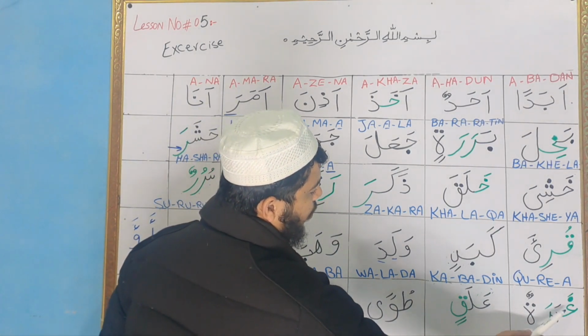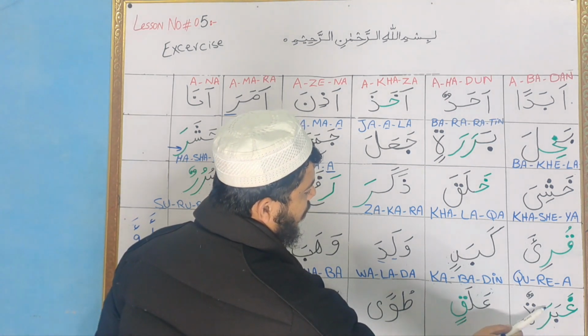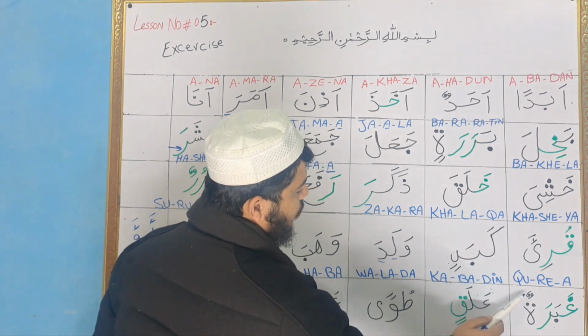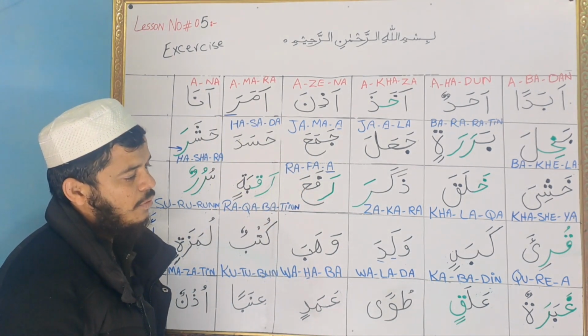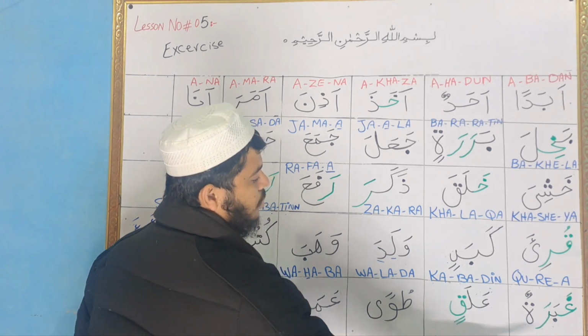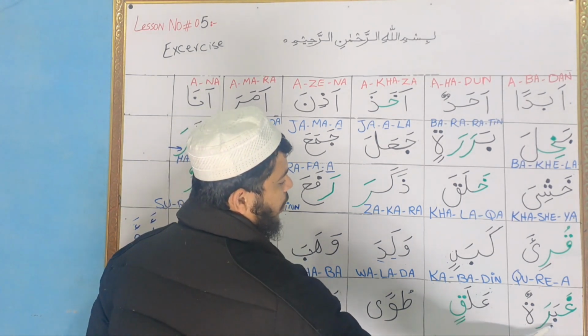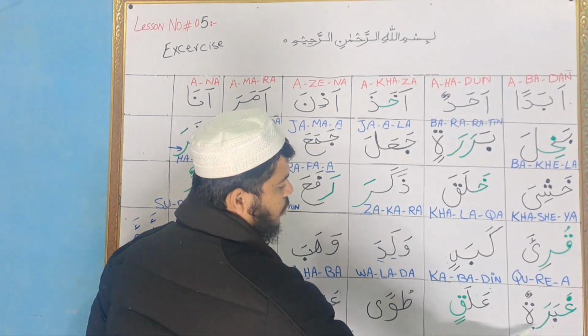Ghain fatha gha, ba fatha ba, ra fatha ra, ta two dhammas, tun. So gha ba ra tun, ghabaratun.